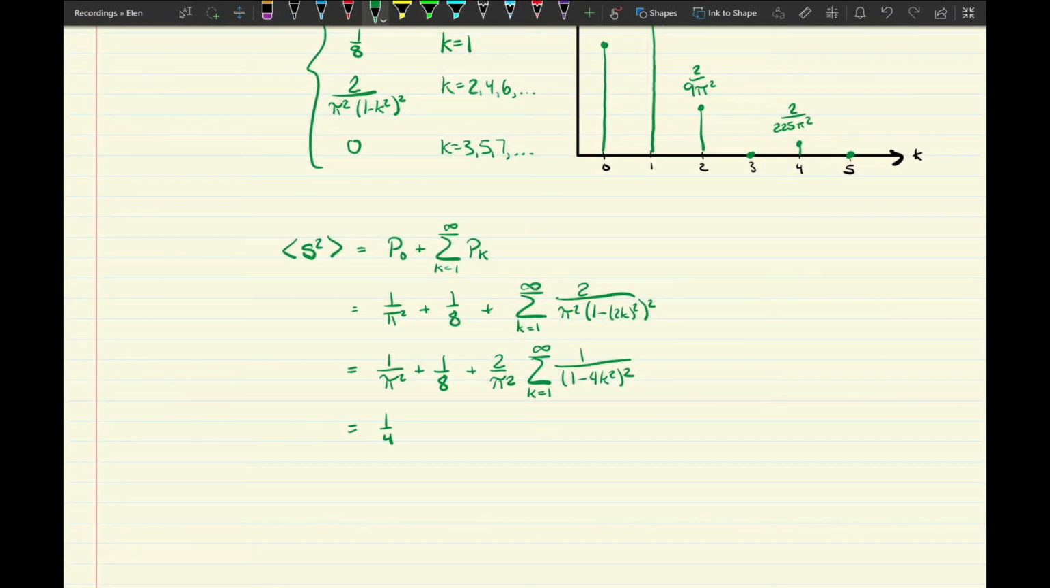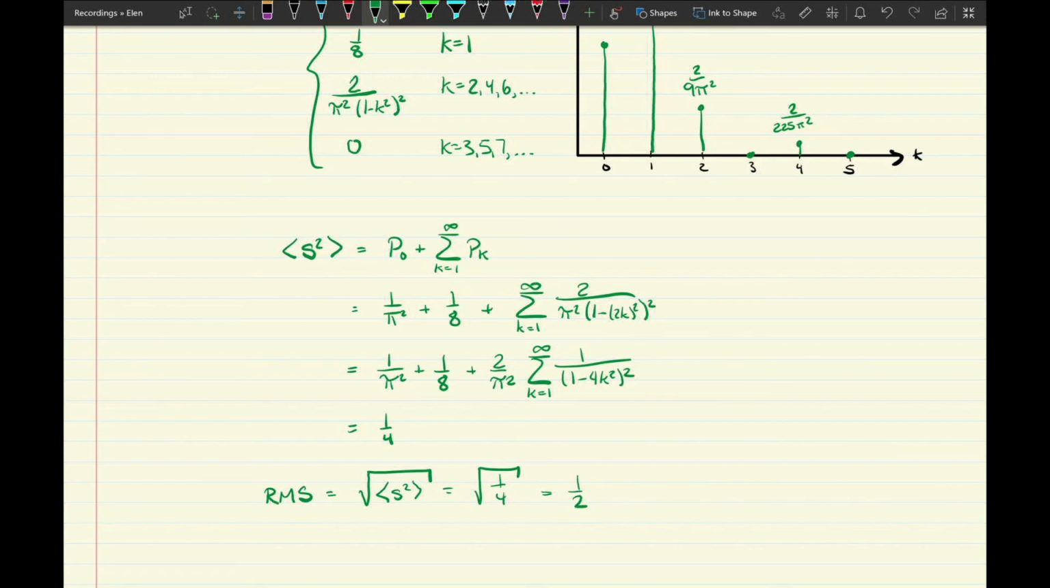Now oftentimes we don't use mean square as being a very useful term for the average. We tend to use the root mean square, or RMS. The root mean square is the square root of the mean square of our signal. So being the square root of 1/4, that gives us 1/2.